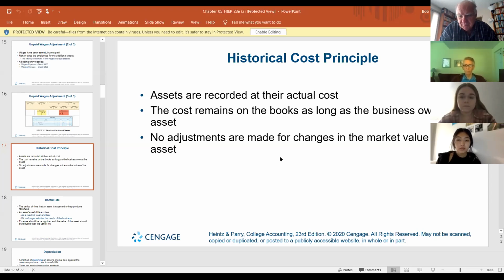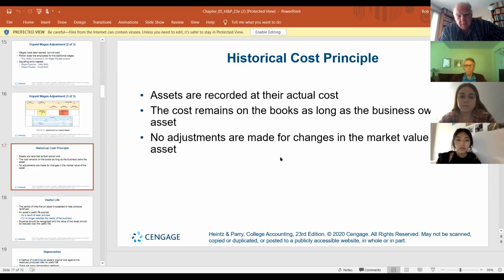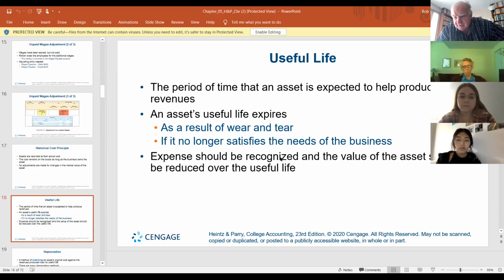This is a principle called conservatism, meaning you do not adjust for any assets that have risen in value. When do you get the income? When you sell it, if you sell it. So we're talking about fixed assets here. A fixed asset is a machine, a scooter, a truck, a long-term asset, something you're going to have for a long time that's going to help you make money.